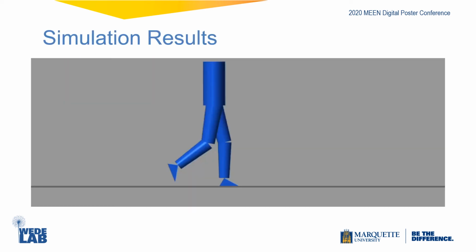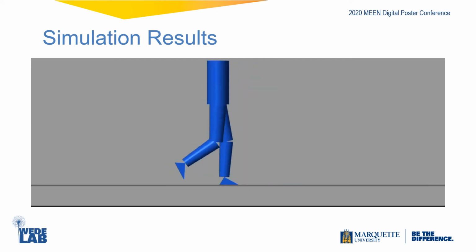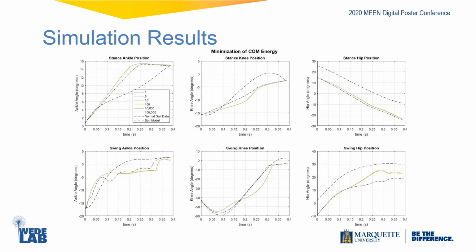A resulting simulation of 1/2 gait cycle, which was achieved using a center of mass energy cost function, is shown here. Resulting joint trajectories from these simulations can be compared with subject-specific gait data, the Soon model, and a normal ambulator database from the OREC Gait Lab.